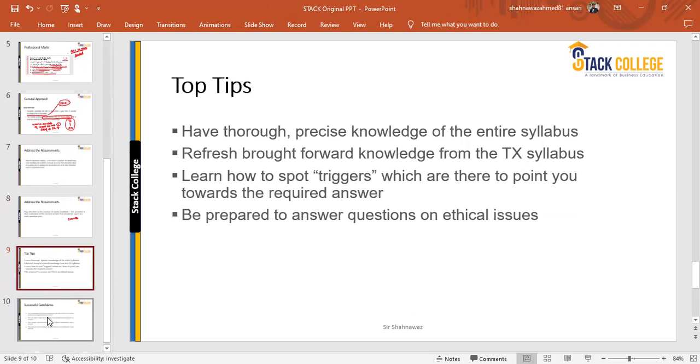Now, some tips from the examination team. Again, I'm repeating: precise knowledge of the entire syllabus.